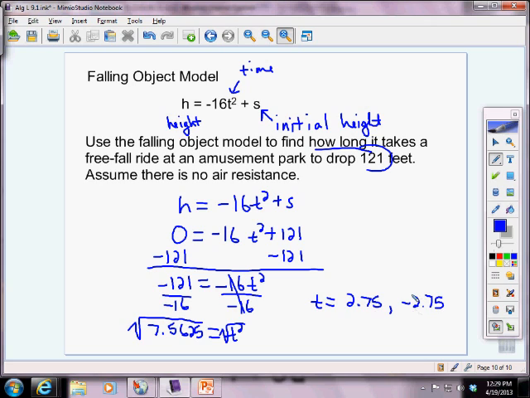In this case, though, with the falling object model, our negative answer doesn't make sense. We don't want to deal with a negative answer because how do we have a negative amount of time? So we're only concerned with our positive answer. So according to our model, when free falling from a height with no air resistance, height of 121 feet, it would take 2.75 seconds. Again, quadratics, ladies and gentlemen, the most simple, basic way to solve them, if possible, is to just use your knowledge of square roots.